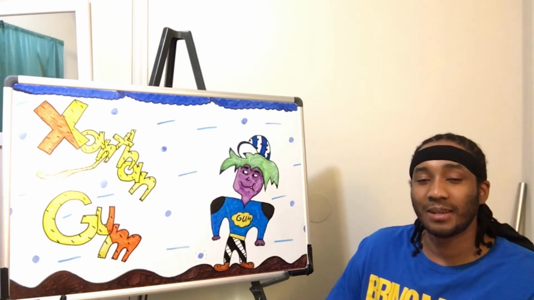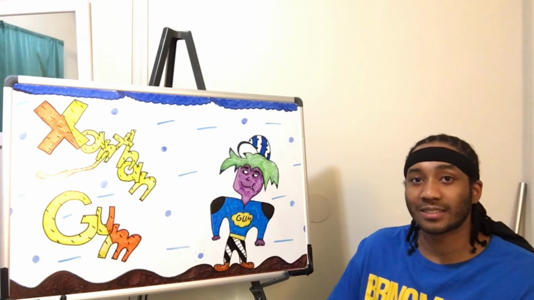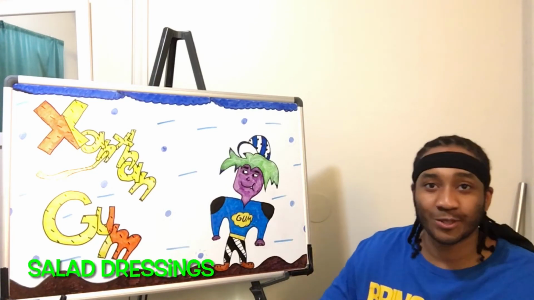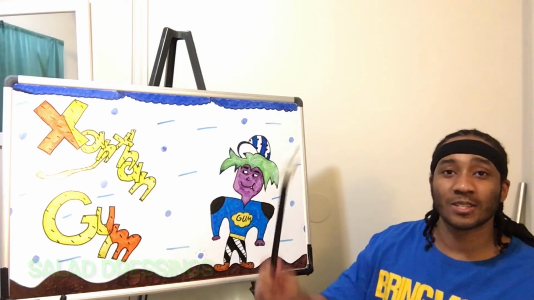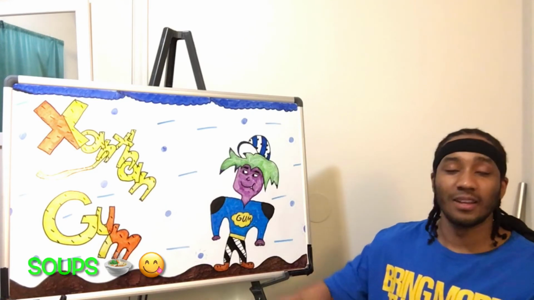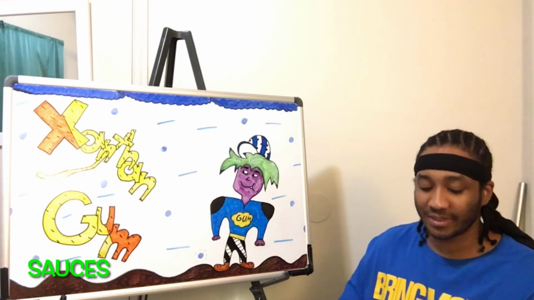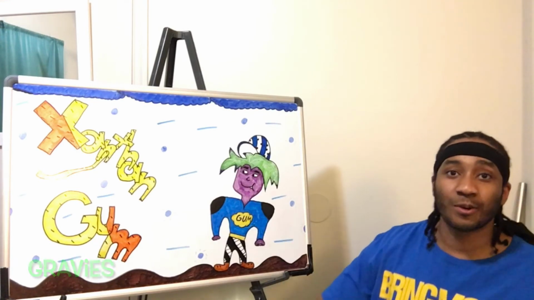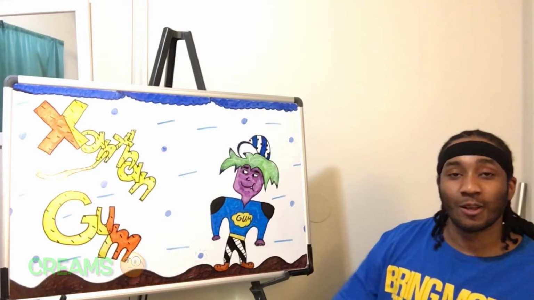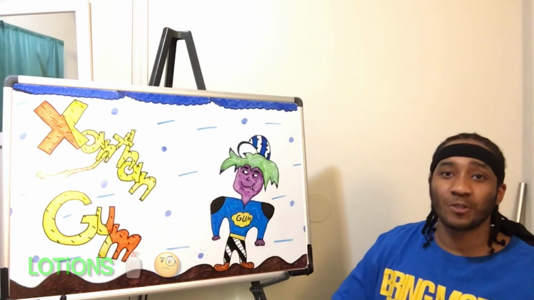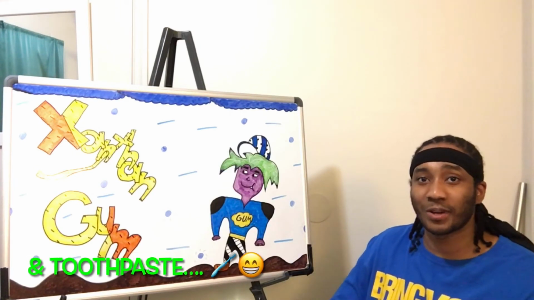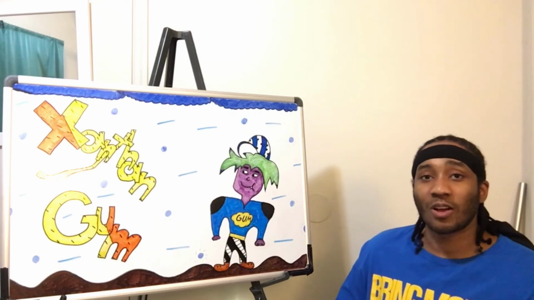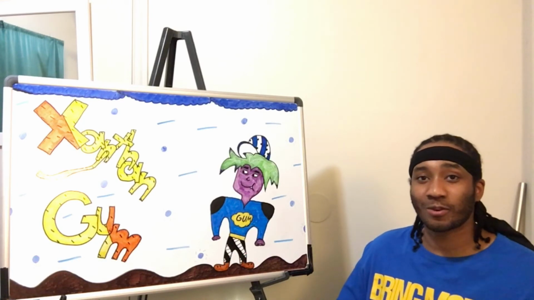Now, Xanthan gum is said to be used in many products as well, such as salad dressings, soups, sauces, gravies, creams, lotions, and toothpaste, allegedly as well, which is very interesting. And it's also in a lot of gluten-free products as well.